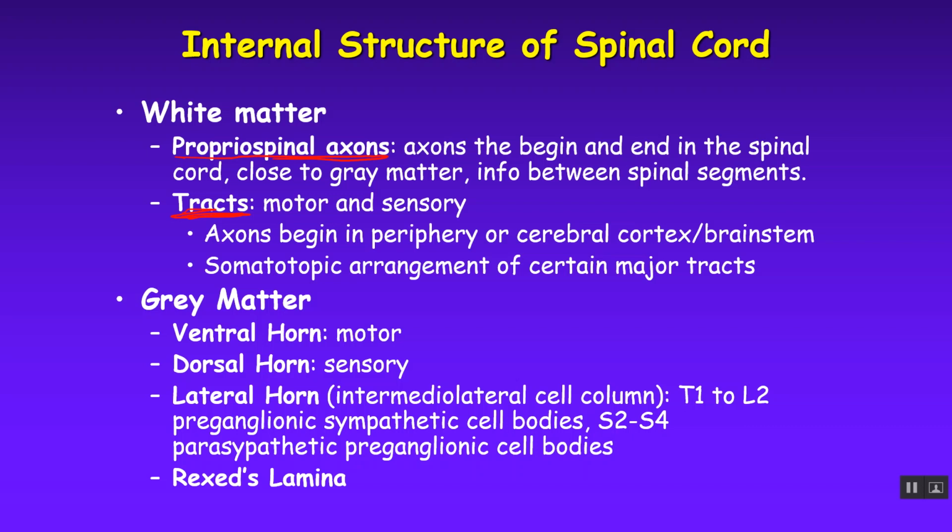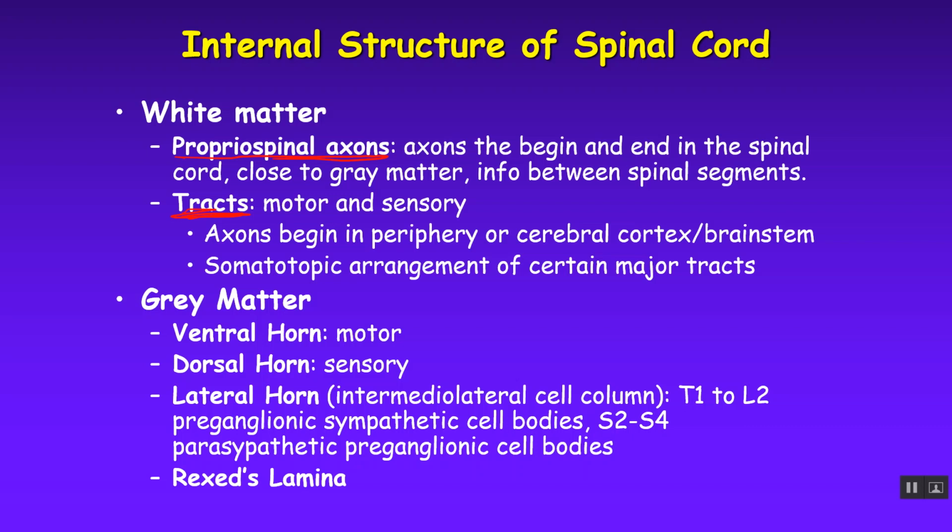They begin and end within the spinal cord itself. They're right next to the gray matter, and they help transmit information between spinal segments, whereas the tracts are going from your brainstem or your cerebrum down, or from your spinal cord all the way up to a brainstem or cerebrum center. So those are the tracts.